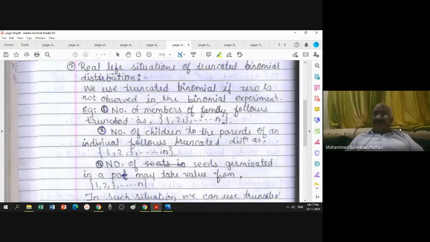I study families and I count how many members are there. Now when you study the number of members, a minimum of 1 member should be there, otherwise there is no concept of family. So 0 is never observed. So this is the situation of truncated binomial.